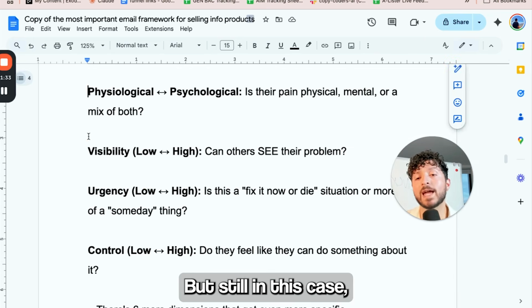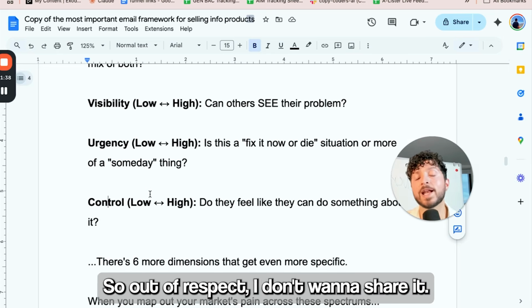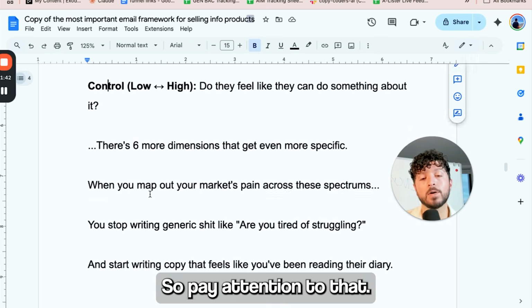But still, in this case, people did buy a product and this was an important part of it. So out of respect, I don't want to share it. And I wanted to see what happens when you hold back a little bit of the information. That's very, very important. So pay attention to that.